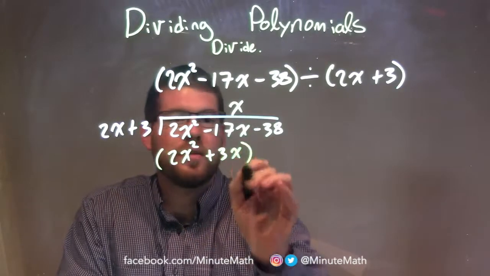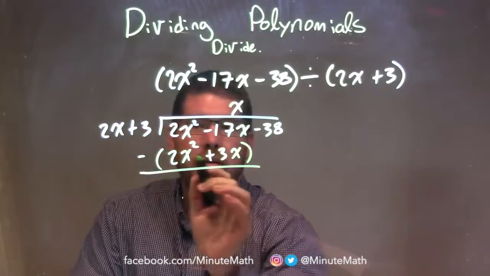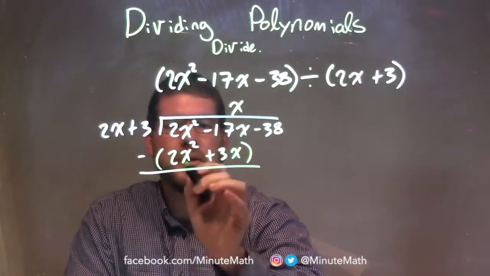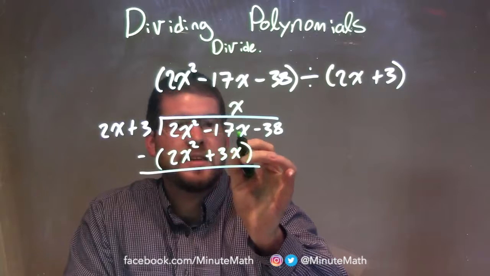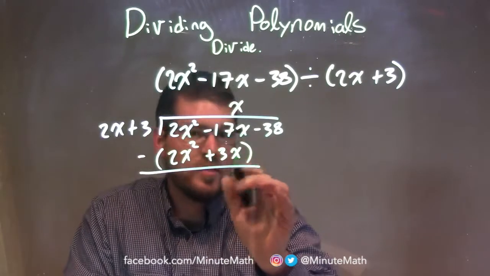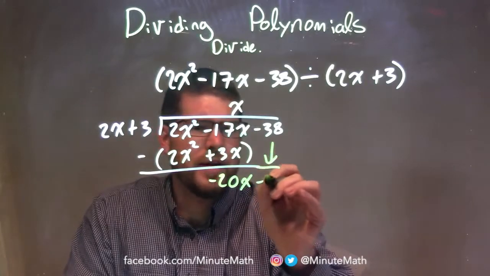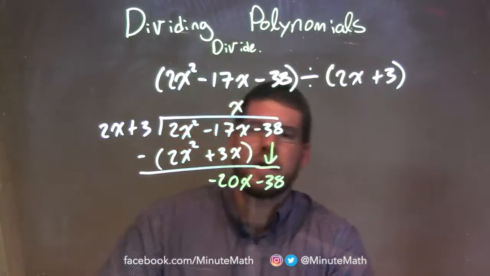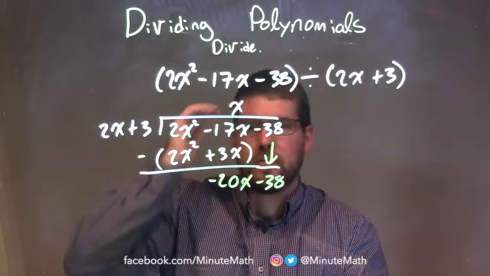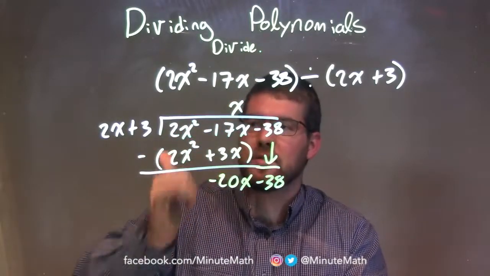So now we need to subtract the 2. All right? Subtract the whole thing. 2x squared minus 2x squared is 0. Great. And negative 17x minus a 3x is a negative 20x. And now I'm going to bring down the minus 38. Okay? Minus 38. So now we ask ourselves the same question.